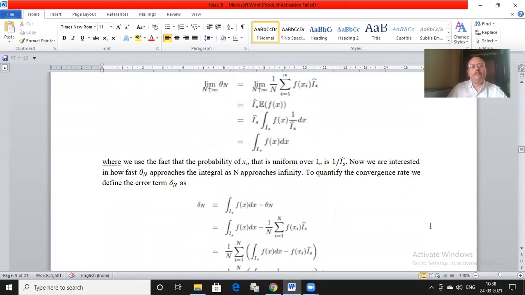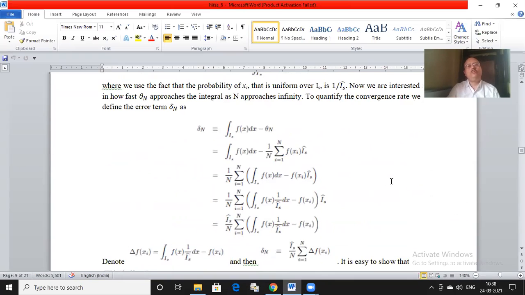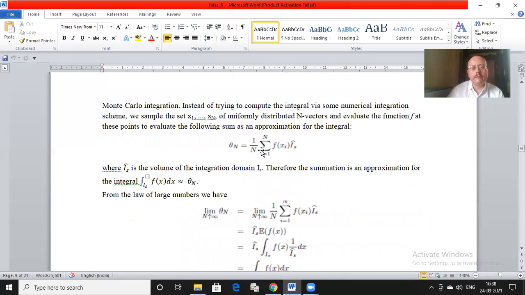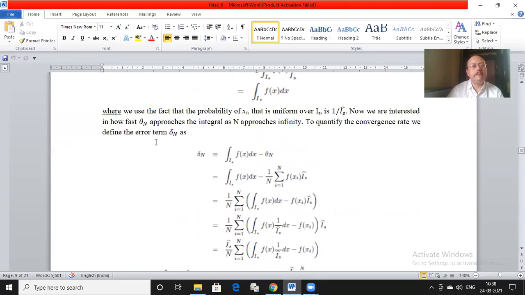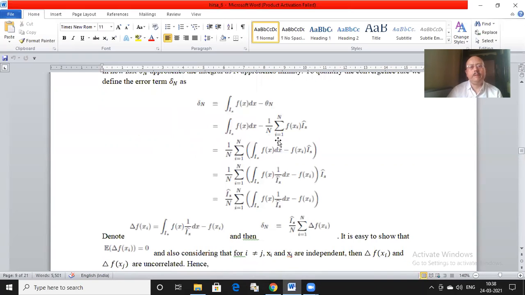The second question that we are typically interested in is how fast does it converge to the true value? We want to quantify the convergence rate of this arithmetic average to the integral. To quantify the convergence rate, we define the error term as delta N, dependent on N. It's the integral minus theta N, where theta N is nothing but my earlier arithmetic mean.